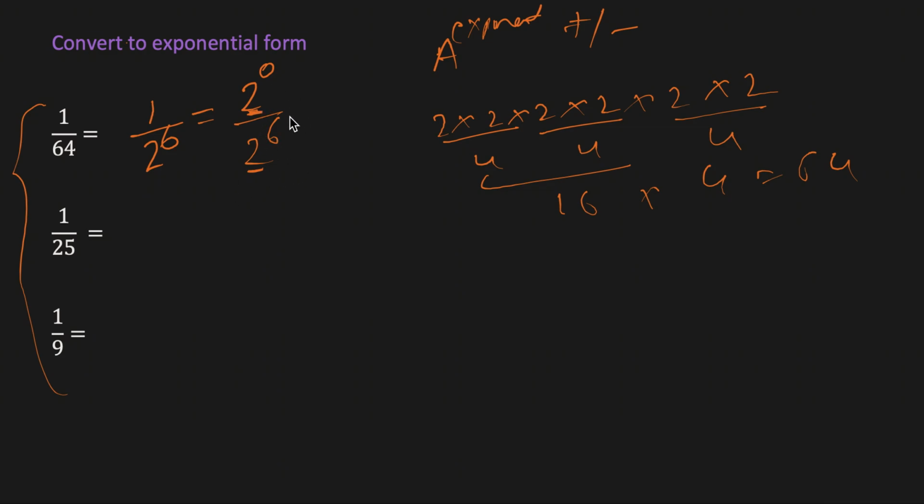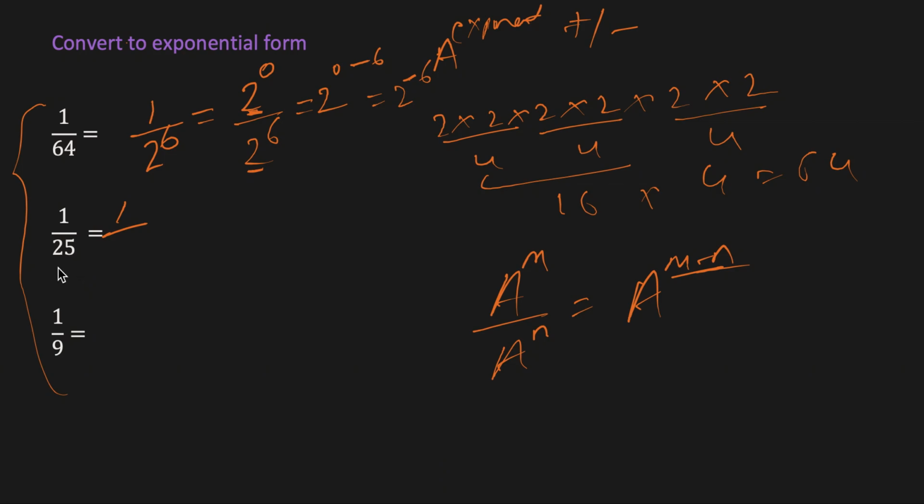Okay, if you remember from part 1 of our series, when we're dividing exponents, for example a to the power m and a to the power n, we always subtract the exponents. So in this case, this would be nothing but 2 to the power of 0 minus 6, which is 2 to the power of negative 6. Cool, let's look at another example.